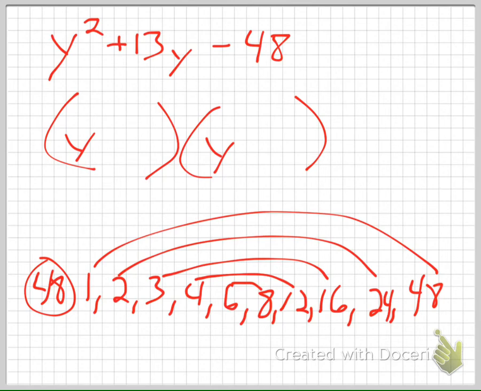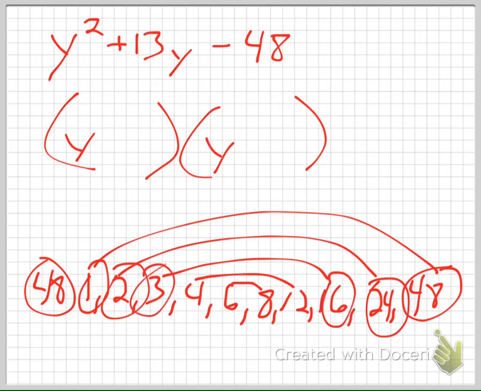But now we have to look. We know that this thing is going to multiply to negative 48, but the two of them add together to make 13. Remember, one's going to be a positive, one's going to be a negative. Is there any chance that it's 1 and 48? If you combine those two, is that anywhere near 13? No. Is there any way it's 2 and 24? If I combine 2 and 24, is that anywhere near 13? No. What about 3 and 16? If I combine them, if one was positive and one was negative, does 3 and 16 work?